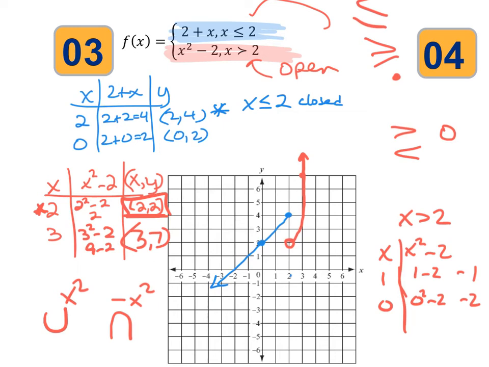Let me do them in a different color. 1, negative 1, and it's going to be down here. And then 0, negative 2. I'm going to need to plug in more, but eventually what it's going to be is like that, if I actually didn't pay attention to this. So I'm not getting the whole U shape because of my restrictions on what I can plug in for x. Pretty good? All right, let's try the last one.